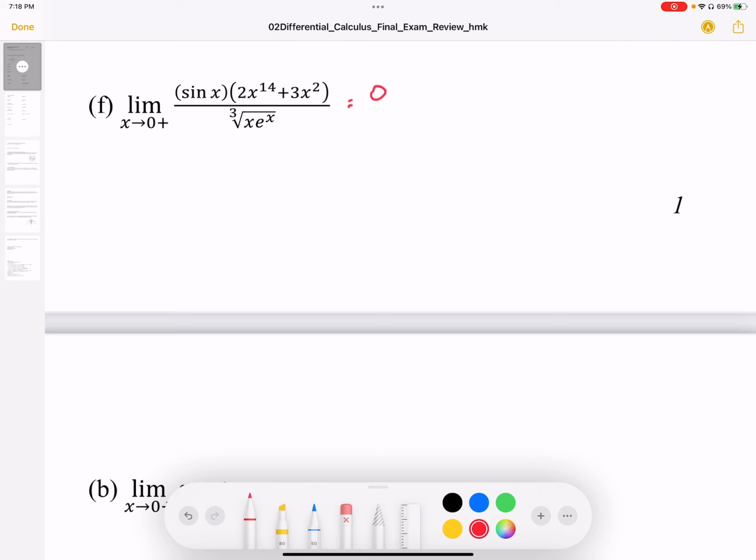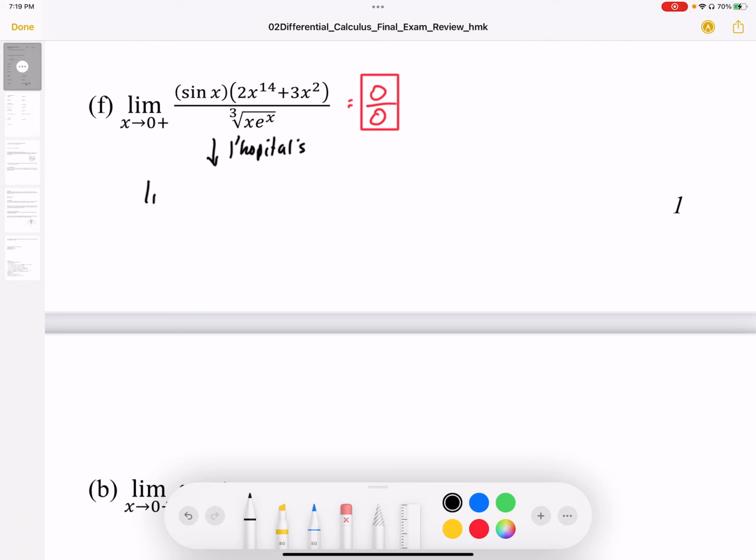So we're going to substitute 0 in, so we get 0 times 0 over the cube root of 0. So we have the condition that we can use to apply L'Hopital. So that's what we're going to do. We're going to apply L'Hopital's rule to this. So applying L'Hopital's, we're going to differentiate the numerator and the denominator, and see what happens.